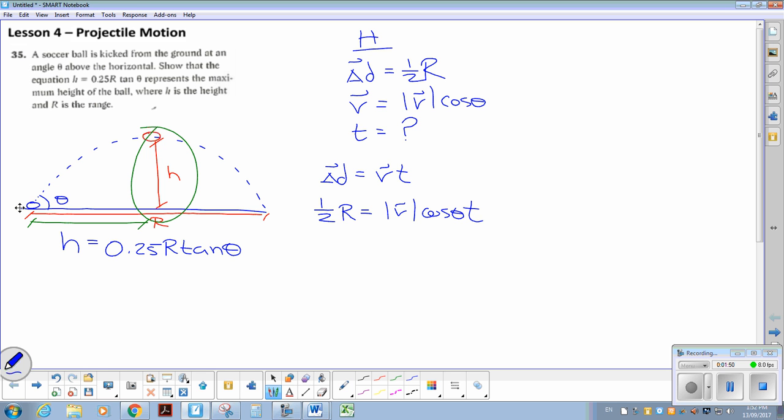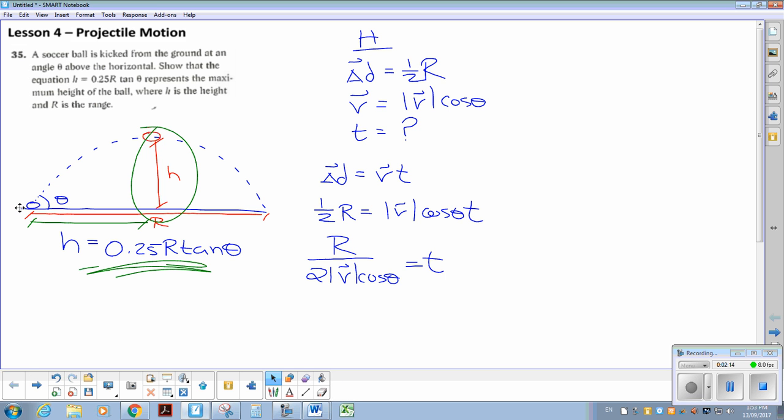Now, looking ahead, if we go back to what we're trying to prove, we can see that time is not involved. So I'm going to be substituting to get rid of time. I'm going to take the equation one step further and isolate for time. That means I end up with range on top and on the bottom 2 multiplied by the magnitude of velocity cos theta equals time. That is where I'm going to stop with my horizontal.